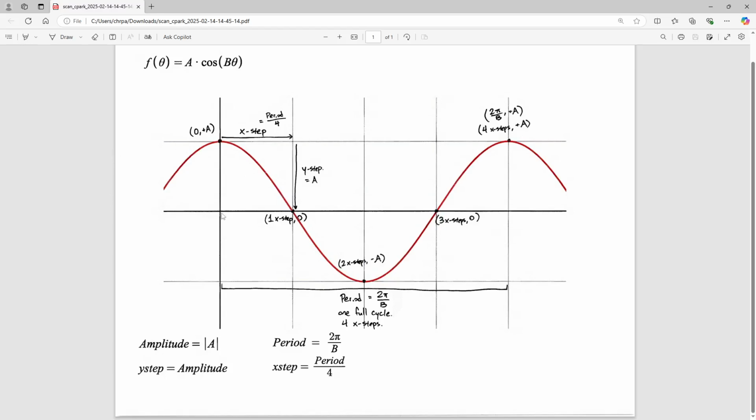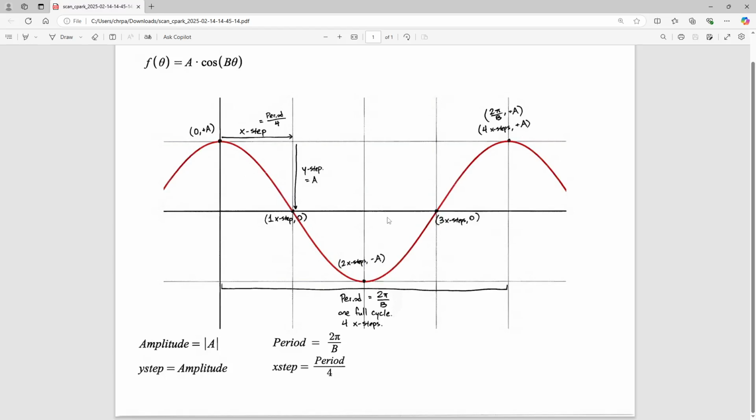Cosine, we see that we start. The darker lines are my axes. We start at positive amplitude because there's no shift. And then I go forward an x step, or period over 4. I go down a y step to end up at 1 x step, comma 0. Then I go forward another x step, go down another y step, to get 2 x steps and negative amplitude. Because we see right here, we're subtracting amplitude. Amplitude minus amplitude equals 0. 0 minus amplitude equals negative amplitude.